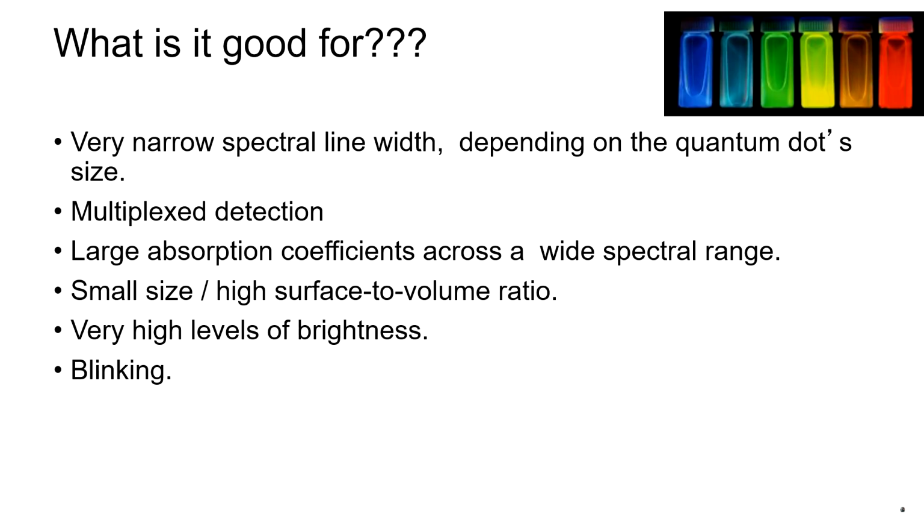So what is it good for? Very narrow spectral line width depending on the quantum dot size. You can see different colors here. Multiplex detection, large absorption coefficient across a wide spectral range, small size and high surface to volume ratio, and very high levels of brightness and blinking. So these are some of the advantages of these quantum dot semiconductors.